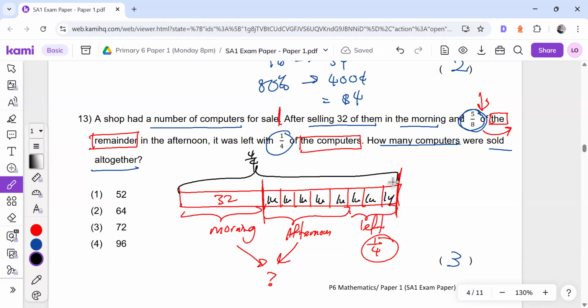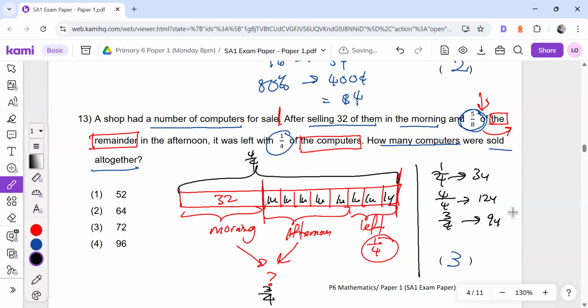If 1/4 is left, then your 3/4 must be the altogether sold, right? 1/4, 3/4, 4/4. So you see a fraction, there's a family. All right, then can you see 1/4 is 3 units? Then 4/4 will be 12 units. 3/4 will be 9 units, right? Okay, so if 4/4 is 12 units, 3/4 is 9 units.